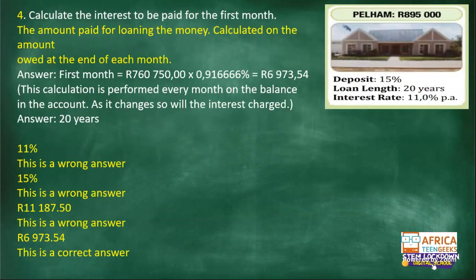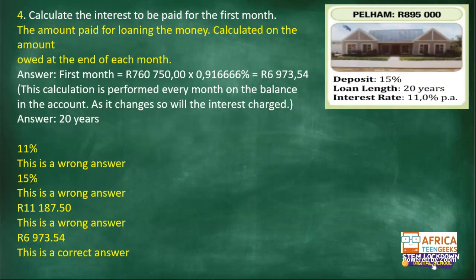But before we do that, we just want to calculate the interest that has to be paid on a monthly basis. And you can see that we are going to calculate the interest for the first month. All that you need to do now is to take the loan amount and multiply that by 0.9166, and that will be your 11% per annum. And remember that when you calculate the percentage per annum, it will be 11%.